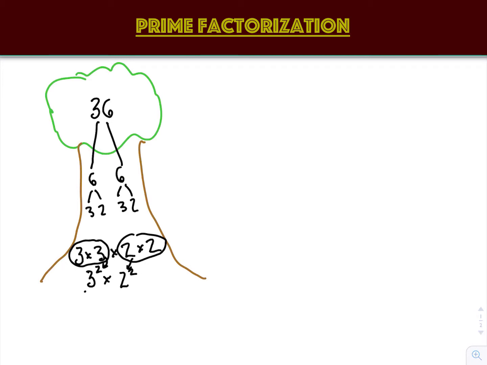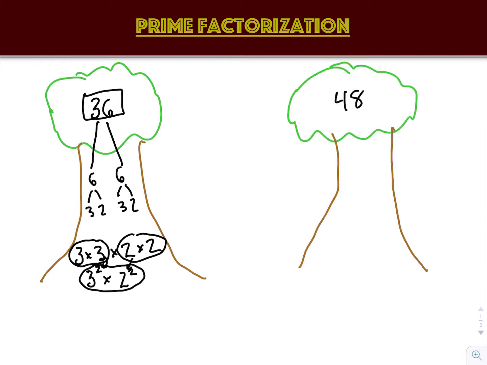And when we think about that, that would be 9 times 4, because 3 times itself is 9 and 2 times itself is 4. 9 times 4 is 36. When we look at our example up top, we are left with the same thing. 3 times 3 is 9, times 2 is 18, times 2 is 36. So prime factorization is when we take a number like 36 and we try to break it down to its very roots.